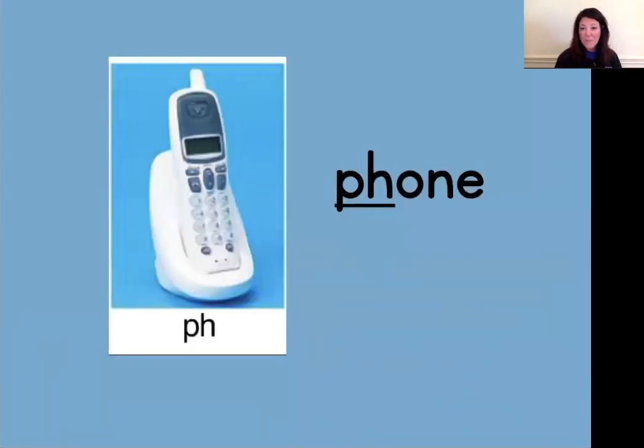All right, let's go ahead and warm up our reading brains by looking at some sounds and words. Our first sound is created by a digraph. A digraph is when you have two letters that make one sound. Here we have PH, which make the f sound, as in phone. Practice with me. PH, phone.